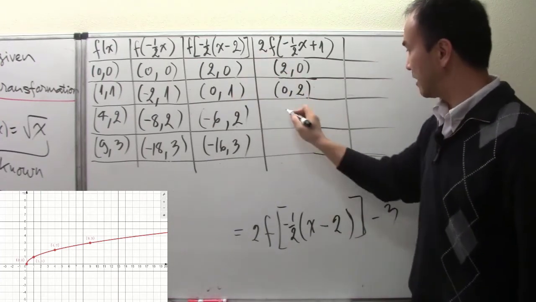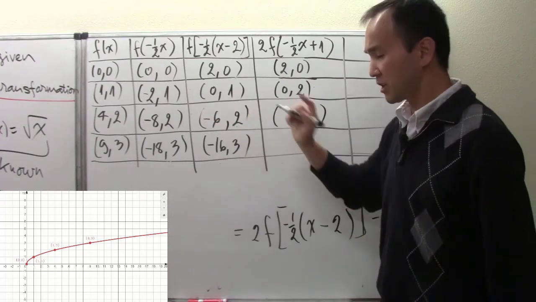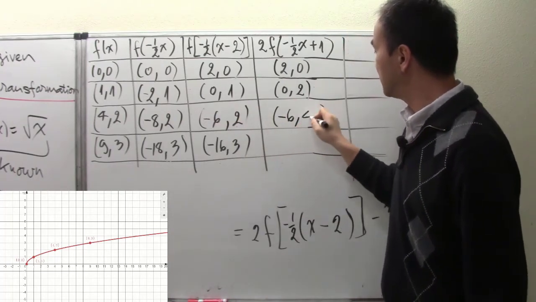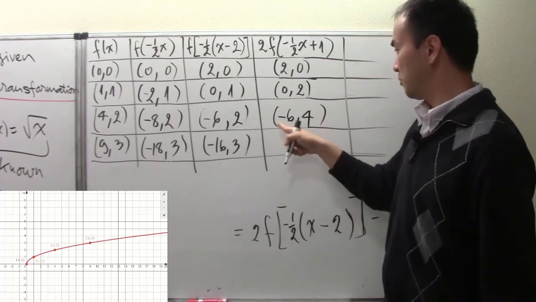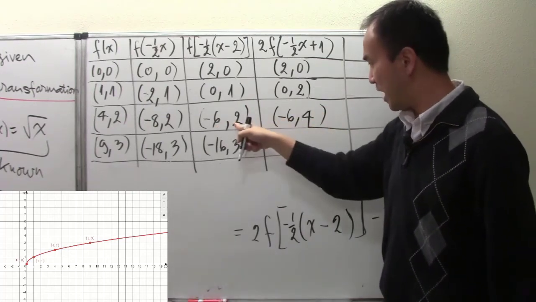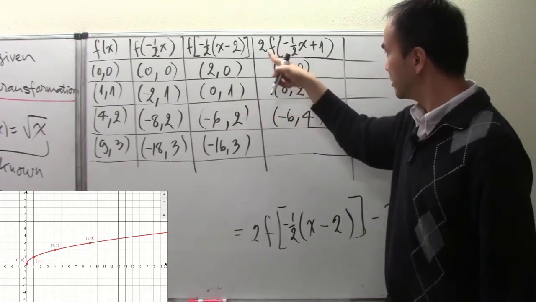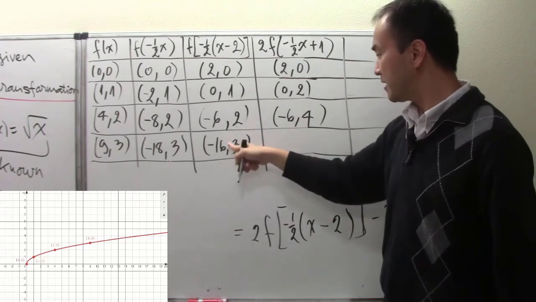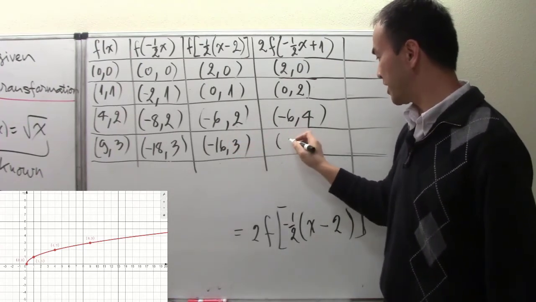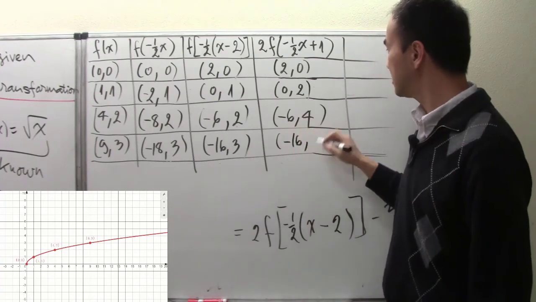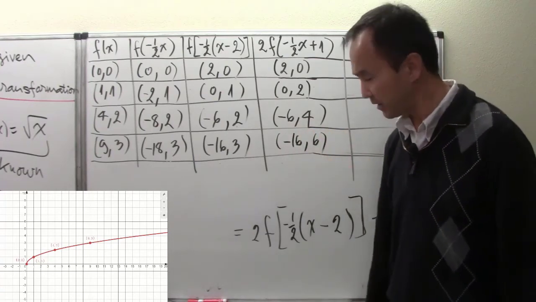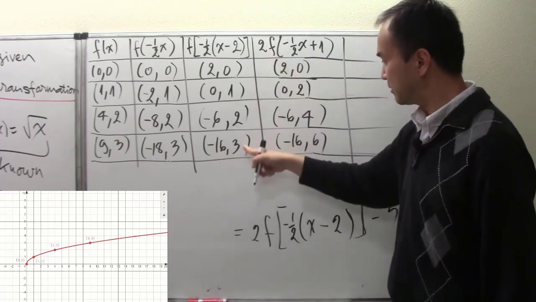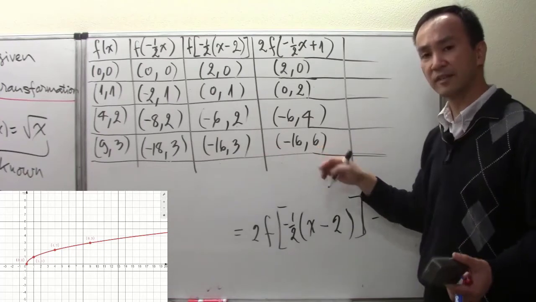Okay, and so now let's move on to the next one. (-6, 2) right here. That current point is now transformed to (-6, 4). So the x value stayed the same, the y value became 4 because 2 times 2 gives me 4. Now (-16, 3) is transformed to (-16, 6). Once again, the x value stayed the same, 2 times 3, the y value, that's why it gave 6.